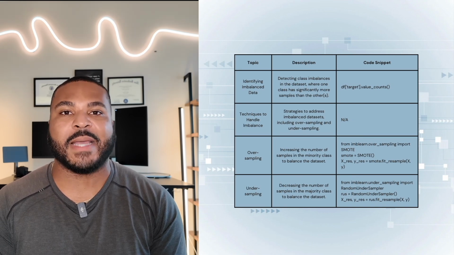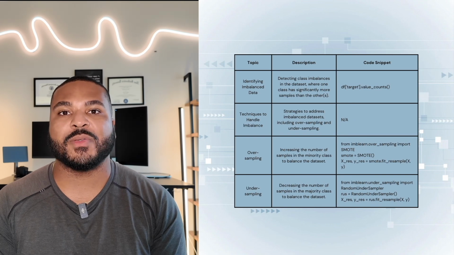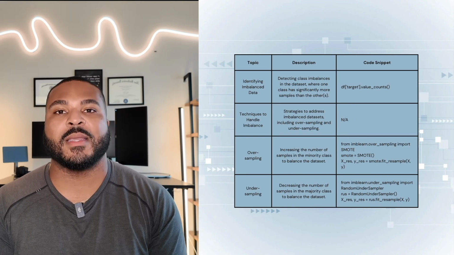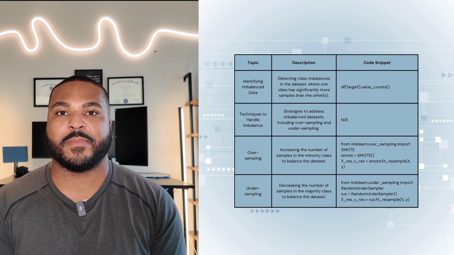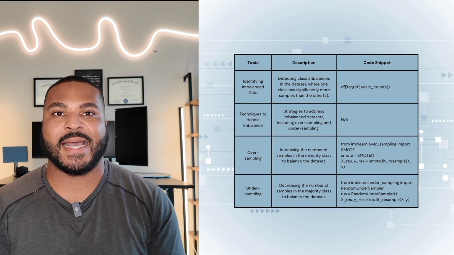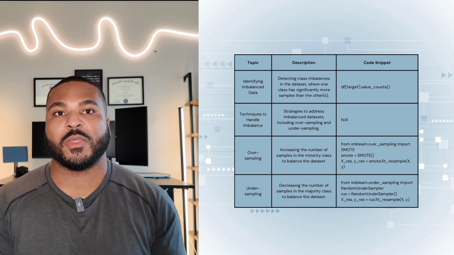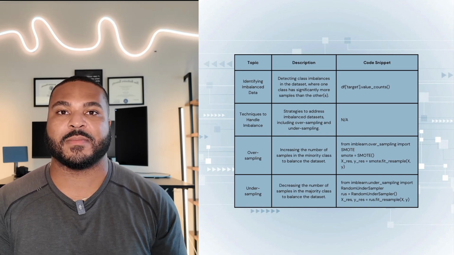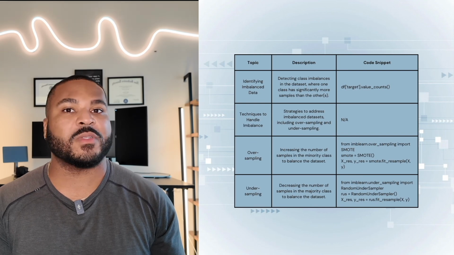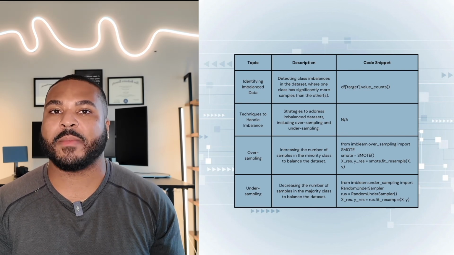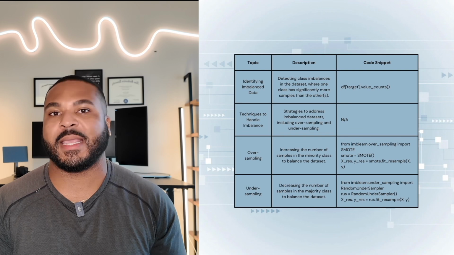To detect class imbalances, you can use the value_counts method to count the occurrence of each class in the target variable. This code snippet provides a count of each class in the target variable, helping you identify if there is an imbalance. Once you've identified an imbalance in your data set, there are several techniques to handle it. The most common methods are oversampling and undersampling.